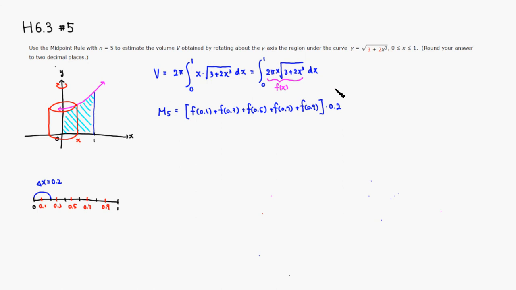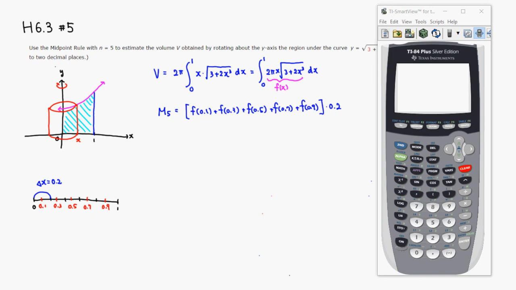So let's compute this using a graphing calculator. I brought out a calculator here. First thing I would do is define a function. What you can do is go to Y=, then get rid of the old stuff. We're going to type in this integrand, which is 2 pi, so 2 and pi, second and the pi key. So 2 pi.